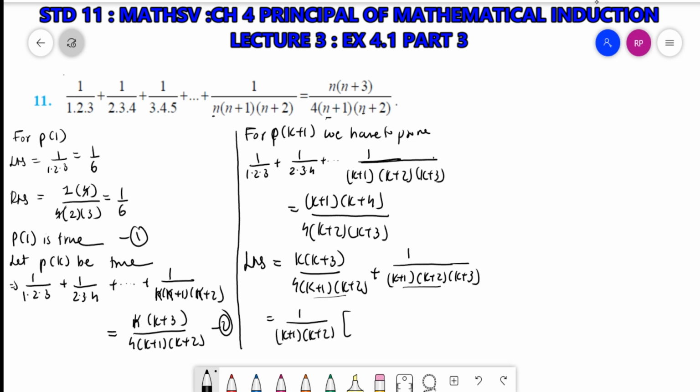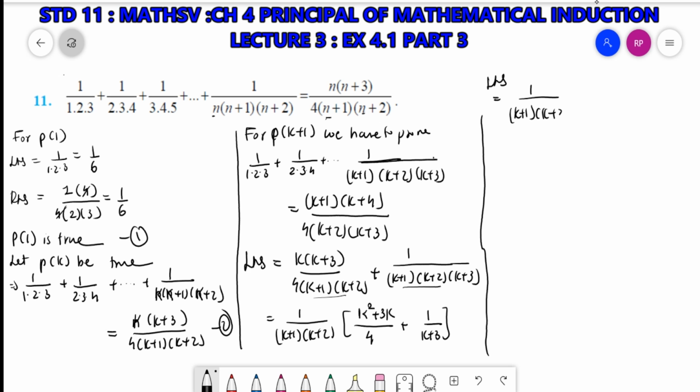Okay, so this will be equal to k into k plus 3. So let's take (k square plus 3k) upon 4 plus 1 upon k plus 3. When I carry it forward here, LHS is equal to 1 upon (k plus 1)(k plus 2). Now when I take the LCM, I will multiply it by 4 into (k plus 3).